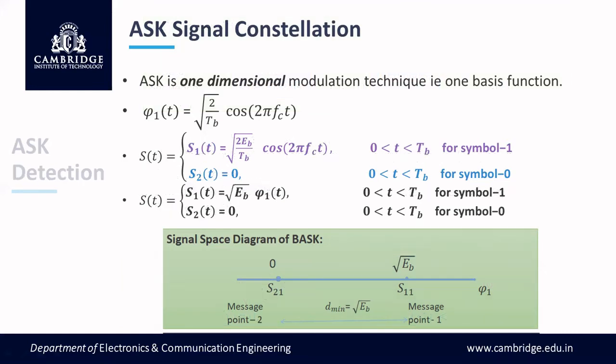Signal space is basically, as I said, Euclidean space. Let us look into the receiver part in ASK detection: how to extract the information from the received signal. So in ASK we have two signals.